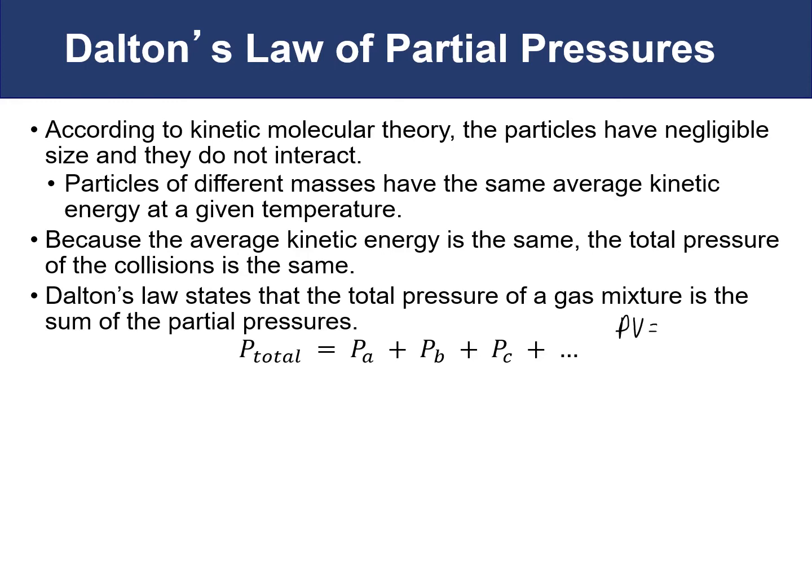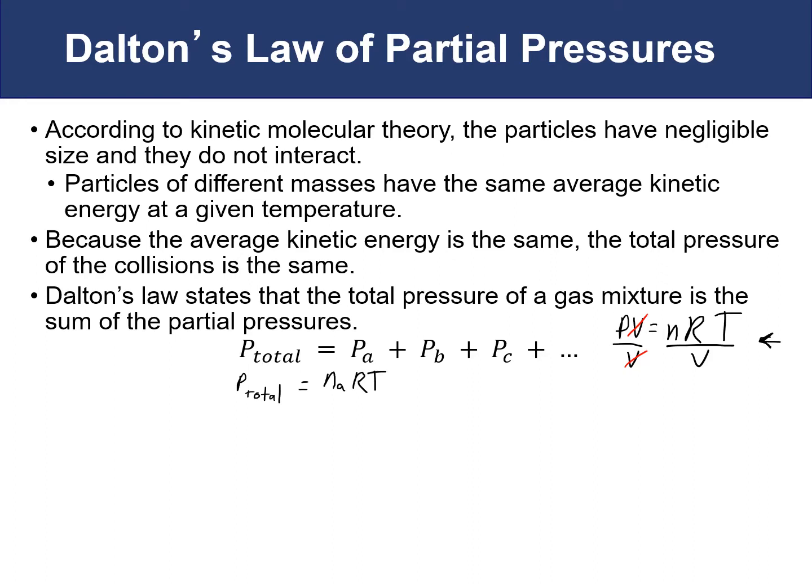PV equals nRT. If we rearrange this to solve for P, we would divide both sides by V to move the V to the other side. This cancels out V on the left-hand side, and so we get P is equal to nRT over V. So if we take our equation, the pressure total, and replace each one of the pressures with our ideal gas equation written such that pressure is by itself, so the pressure of A would be equal to the number of moles of A times RT.